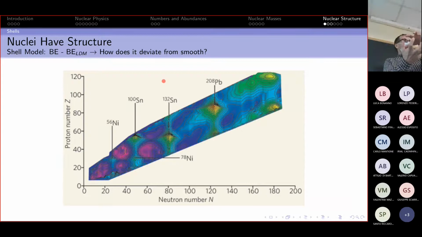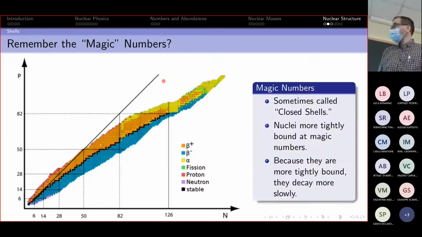Yes, question. Do we know why these particular numbers of nuclei are magic? I'm so glad you asked. So let me show you this slide here. Okay, we saw this already, right? When somebody asked, what are these lines? I said magic numbers, and I didn't say anything else. These are what we call closed shells. So you'll hear me say closed shells, you'll hear me say magic numbers. The nuclei are more tightly bound. It's harder to break them up into pieces.